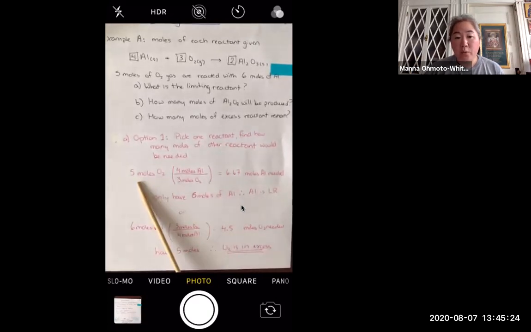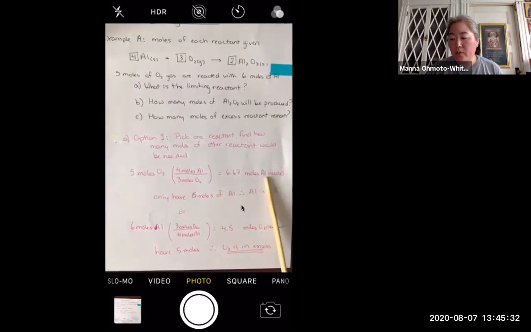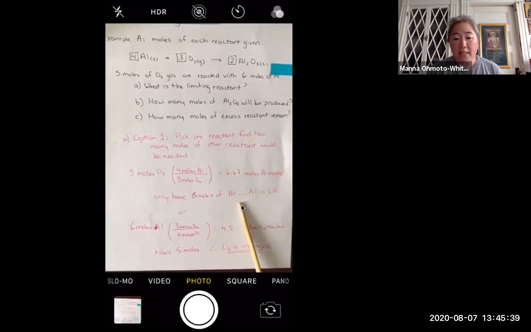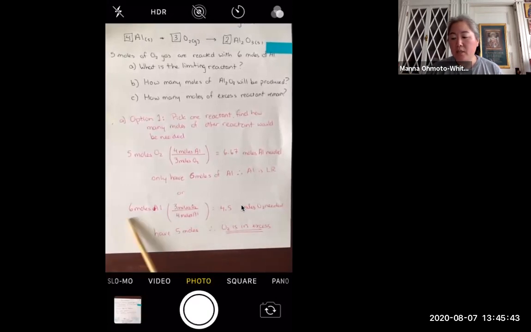So if I picked 5 moles of oxygen gas, I use the mole ratio from my balanced equation, and I find that I need 6.67 moles of aluminum. Well, I was only given 6 moles of aluminum, so aluminum is the limiting reactant. What if I picked the 6 moles of aluminum instead? Using my mole ratio, I find that I need 4.5 moles of oxygen gas, but I was given 5 moles, so oxygen gas is in excess.